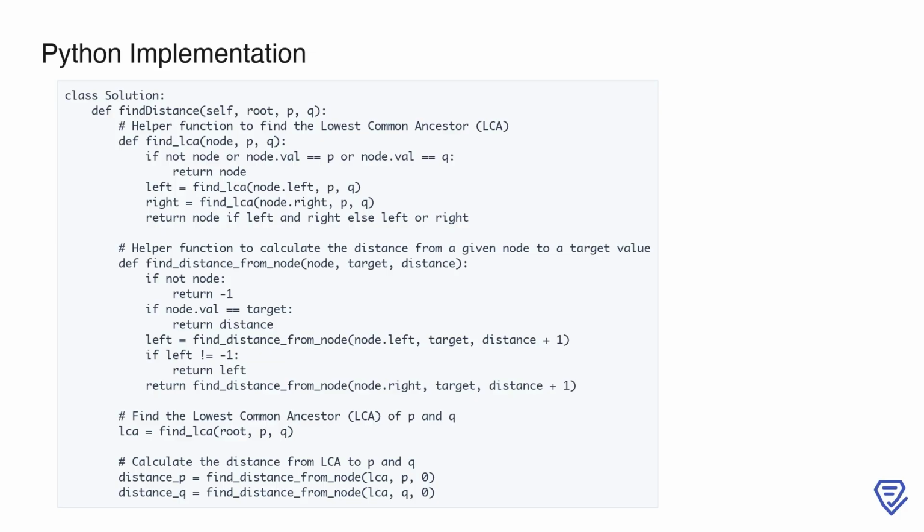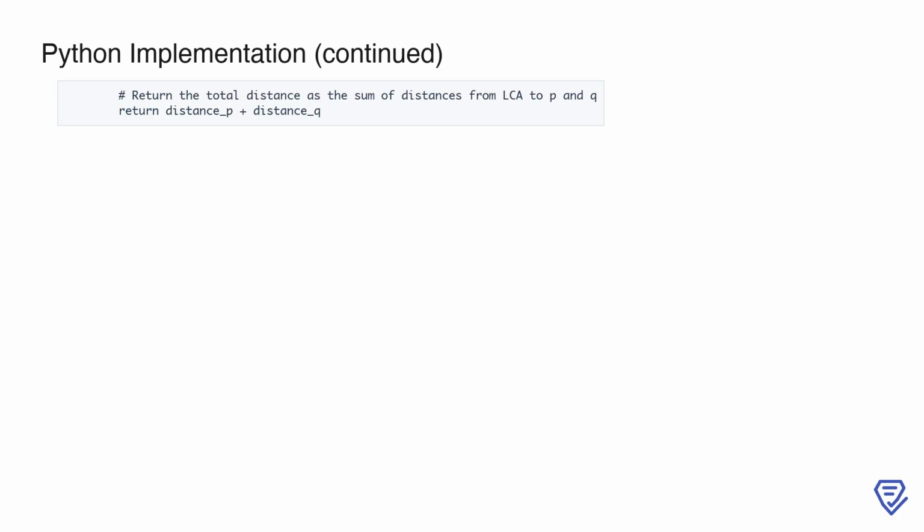First, we call find_LCA to find the LCA of P and Q. After determining the LCA, we calculate the distance from the LCA to each of the nodes P and Q. Using the find_distance_from_node helper function, we pass the LCA as the starting point and compute the distance to P, storing it in distance_P. Similarly, we calculate the distance to Q and store it in distance_Q.